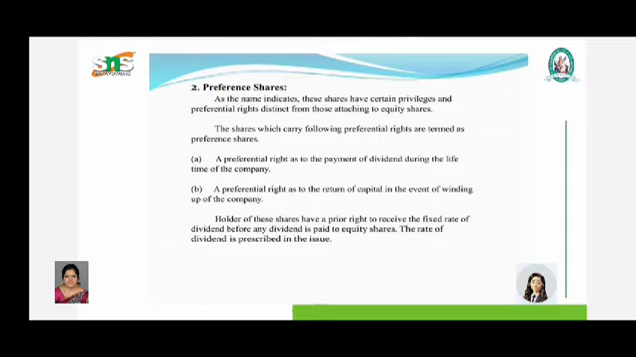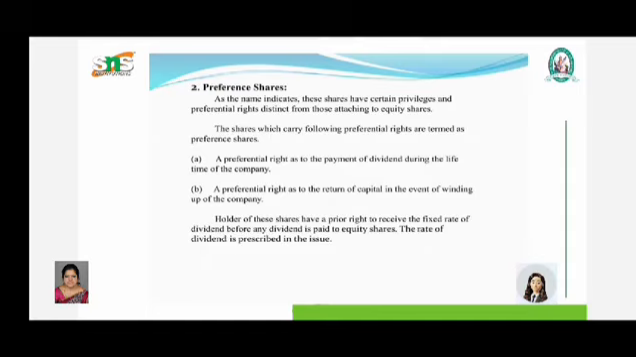Next we see what is a debenture. A debenture represents borrowed capital. The debenture holders are creditors of the company. The debenture holders get a fixed rate of interest as a return on their investment. The board of directors has the power to issue debentures.